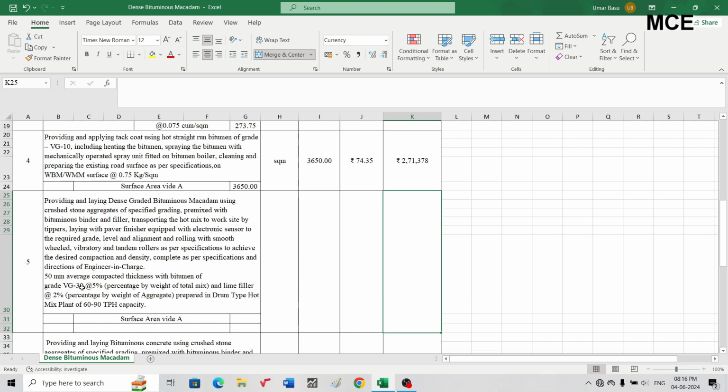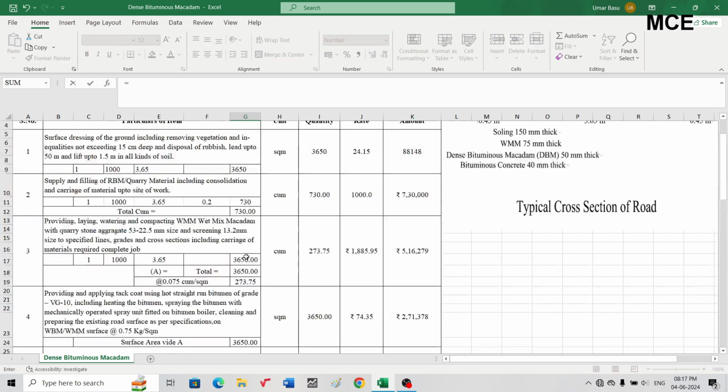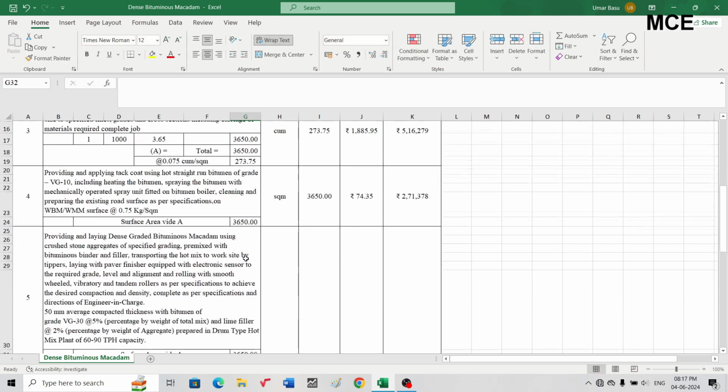It's of viscosity grade 30, VG30, and the bitumen or tar content in this will be 5% by the weight of total mix, and lime filler will be 2% by the percentage of aggregate. It will be prepared in a drum type hot mix plant of 60 to 90 TPH capacity. So this is our binder course. Surface area will be the same as the surface area of the wet mix macadam, which is 3650.